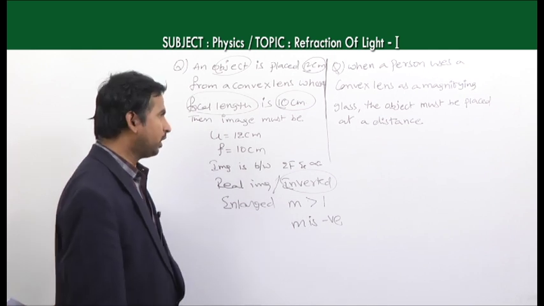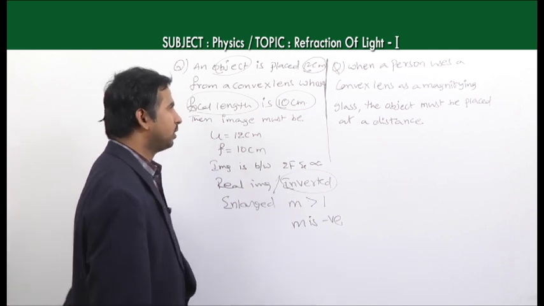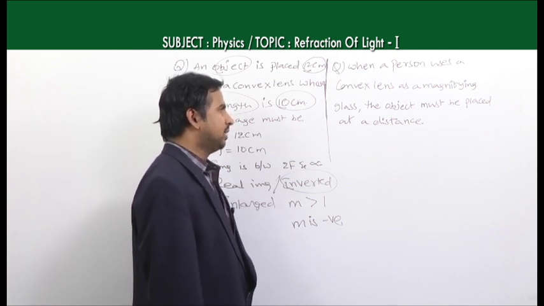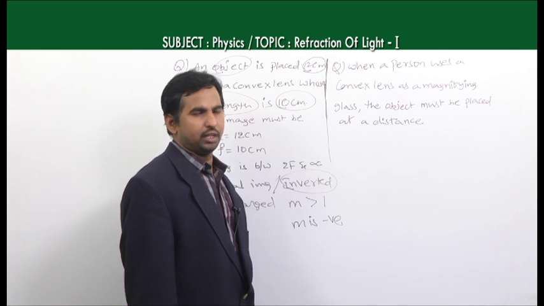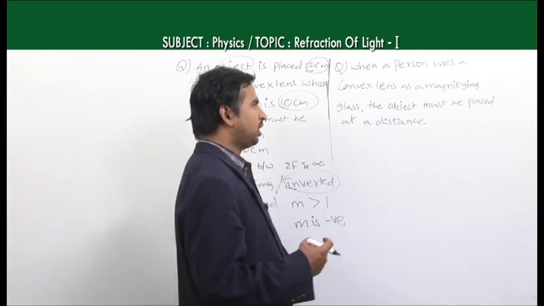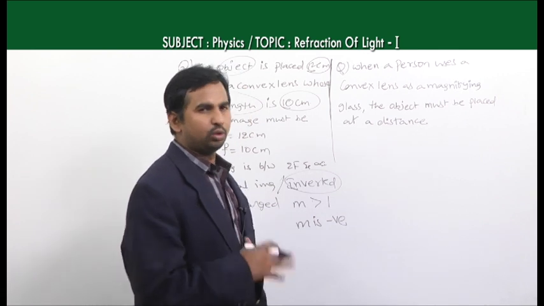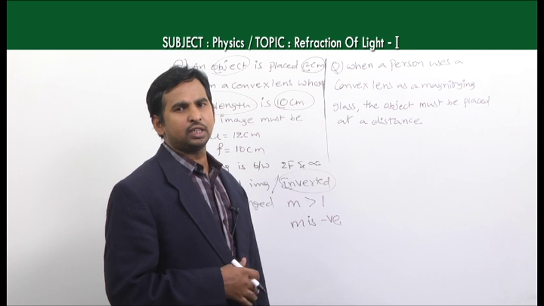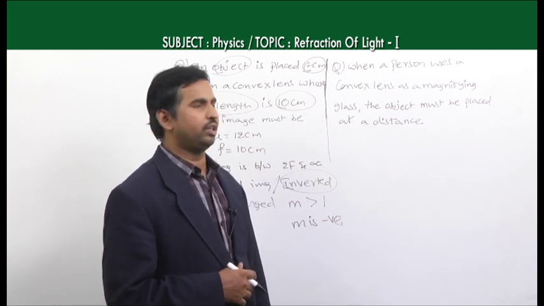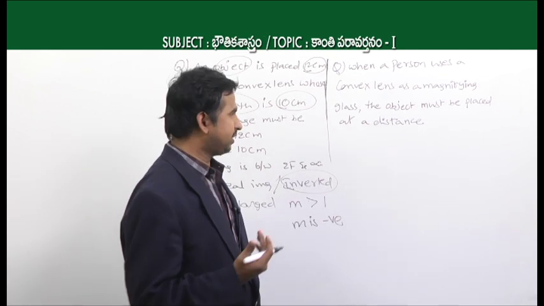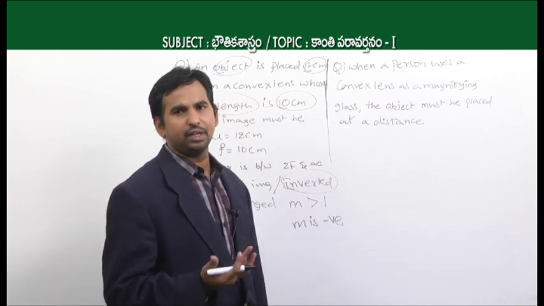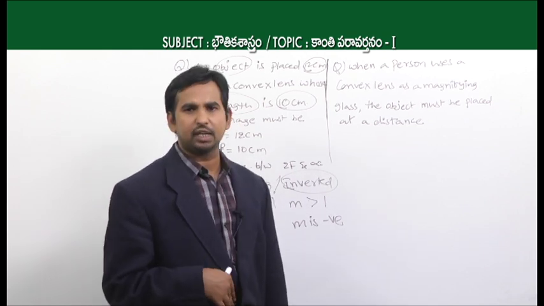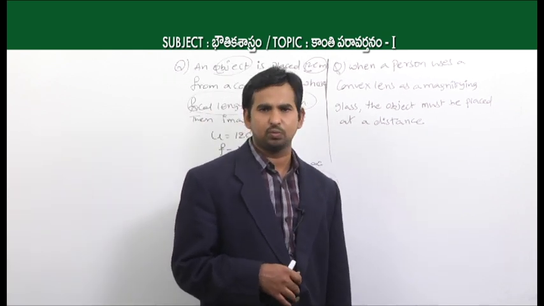Okay, m is negative and m value is greater than 1. Now the next question: when a person uses a convex lens as a magnifying glass, the object must be placed at a distance... So, at which place do we have to keep the object so that we can use that convex lens as a magnifying lens? We want the image to be magnified. If you take the object between f and c, or between f and o, in both cases we get enlarged, magnified images.